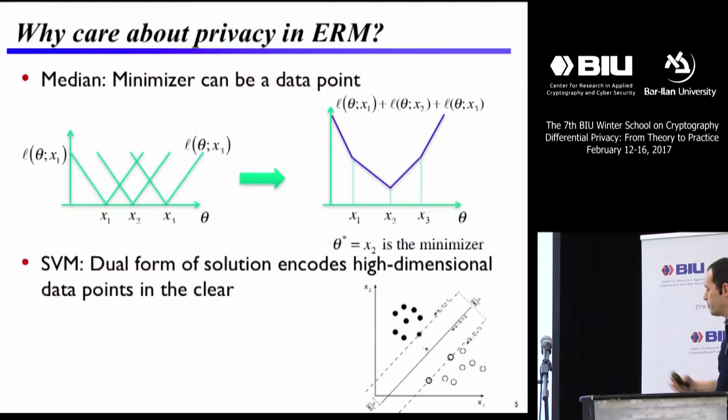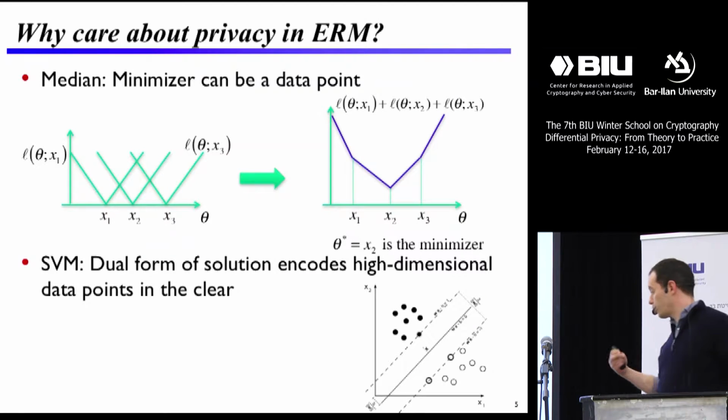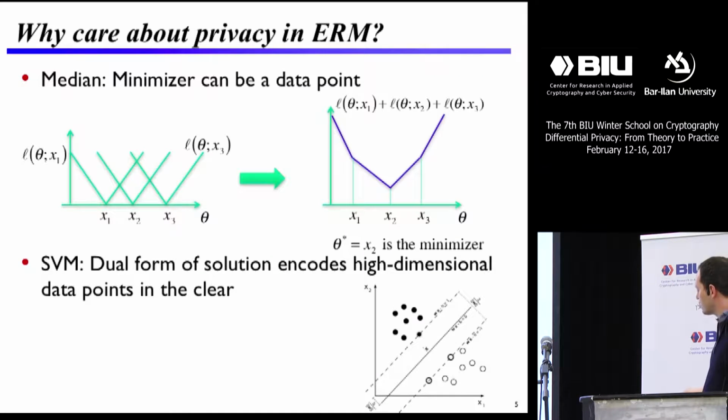In higher dimensions the problems get a little more serious. For example, in the support vector machine, the standard way to encode the exact solution to this optimization problem is in what's called the dual form. And the dual form basically describes the solution of this program in terms of actual data points. So it's described as a specific linear combination of 3, in this case, or in general d+1 data points. And so again, the solution of this very complex optimization problem is just a collection of people's actual data, in the clear. So we do need to think about privacy in these settings.